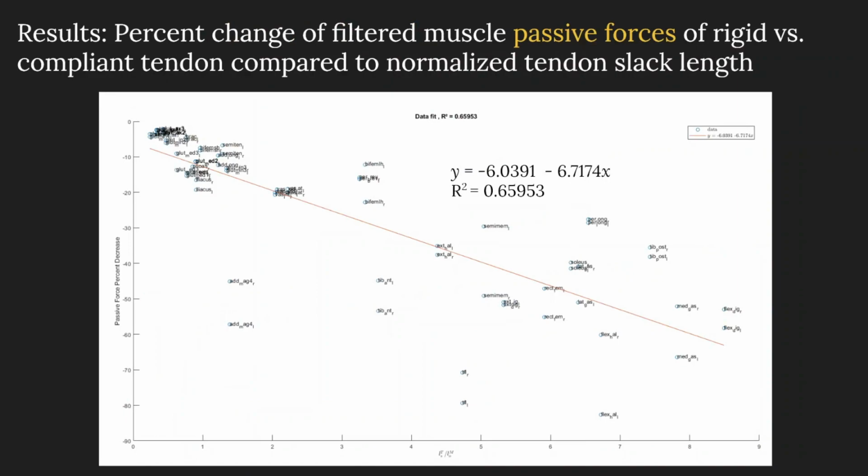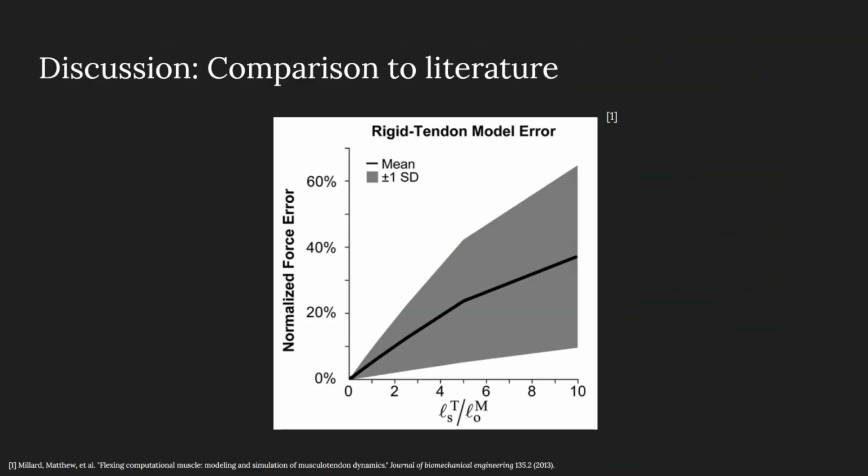Since the overall musculotendon unit length is determined by inverse kinematics, which is identical for both models, we expect to see that the muscle length change in rigid tendon models will be greater to compensate for a rigid tendon, leading to higher passive forces. This observation is also supported by previous literature. Millard's paper from 2013 shows a similar trend in increased force error for muscles with longer relative tendon length. Our regression line ends at roughly 60% error for normalized tendon length of 9, which is within the standard deviation bounds of Millard's plot.